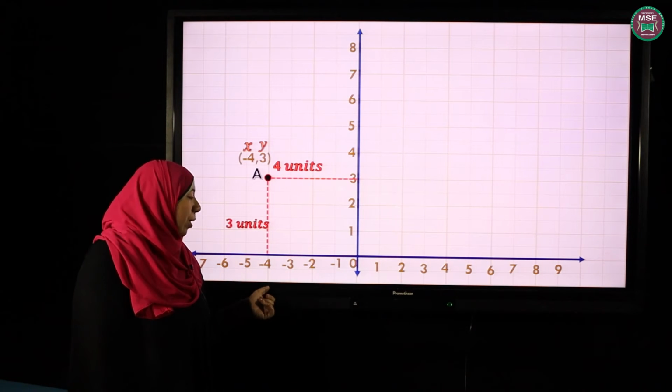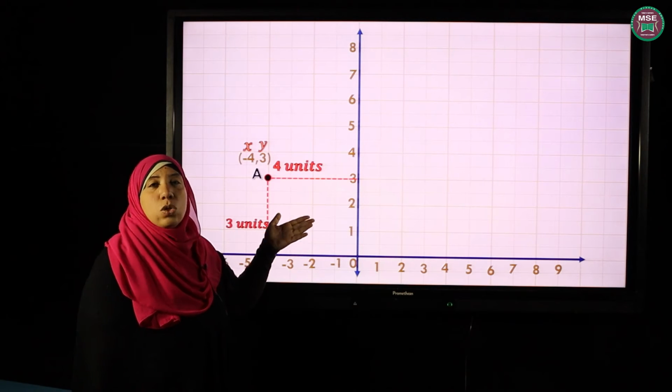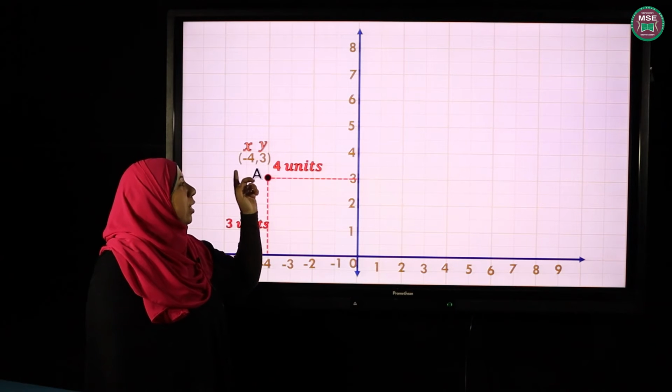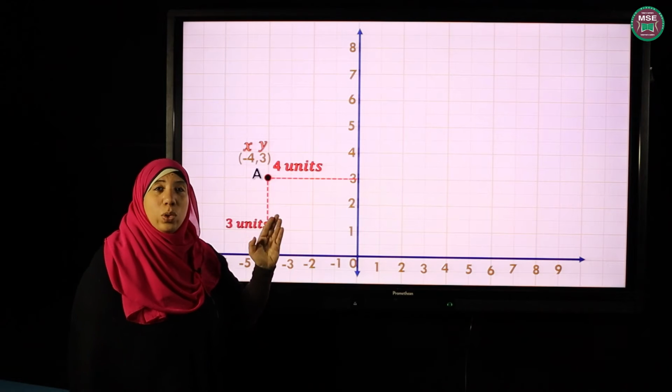Don't say that I am standing at negative 4, so this length will be negative 4. This is a negative length. So I will say that the distance between the point A and the y-axis is 4 units. It's always positive.